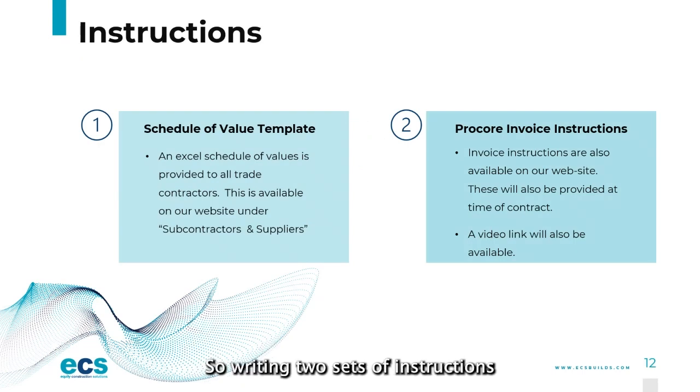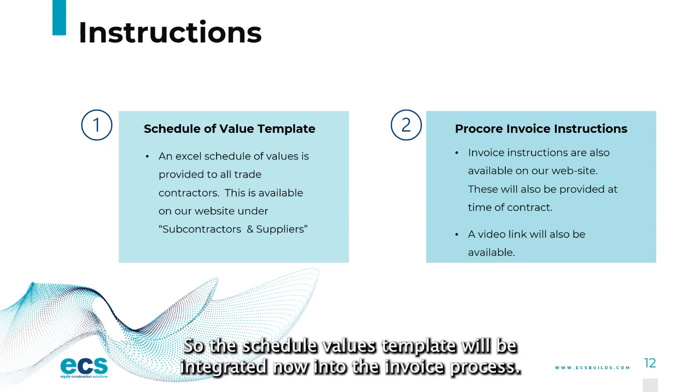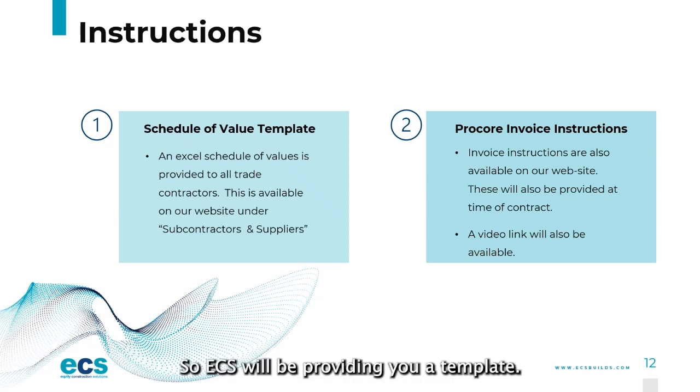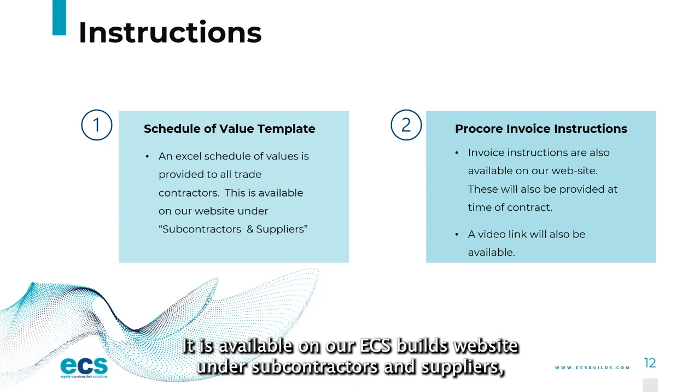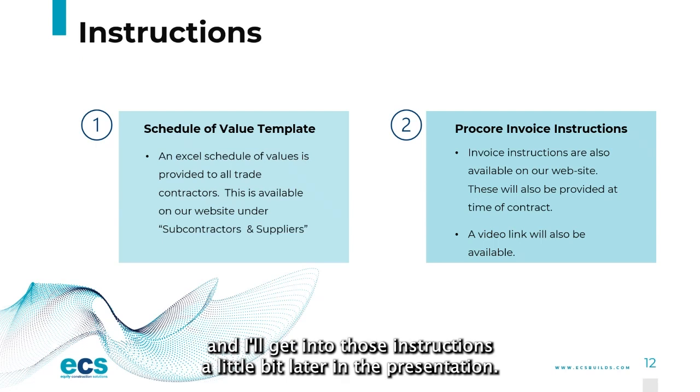We'll be writing 2 sets of instructions for the trade partners. The first set will be a schedule of values template. The schedule of values template will be integrated now into the invoice process. ECS will be providing you a template. It is available on our ECS Builds website under subcontractors and suppliers. You'll be able to download that, and I'll get into those instructions a little bit later in the presentation.